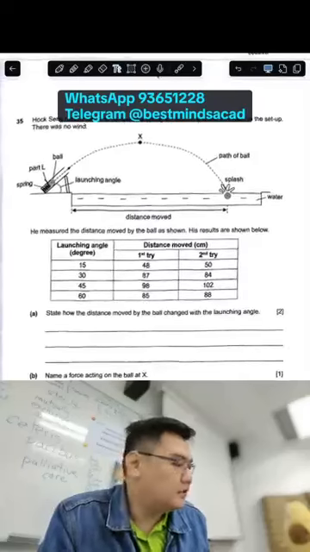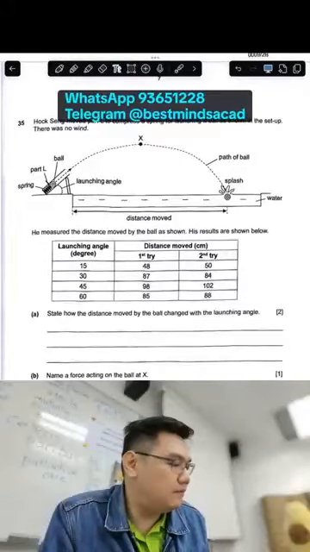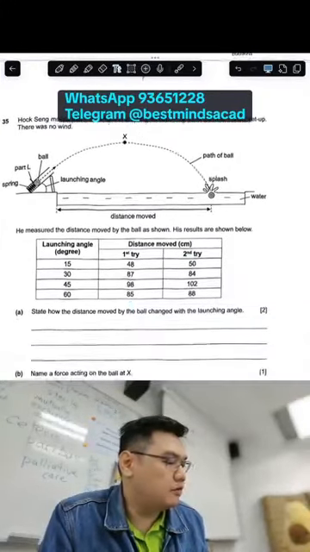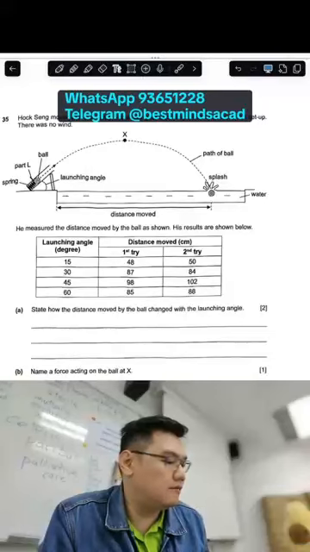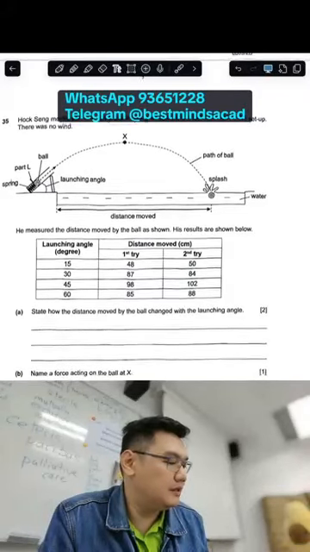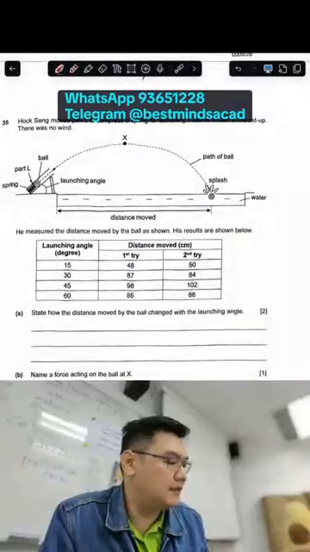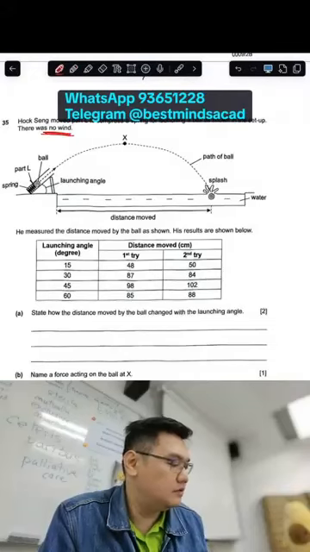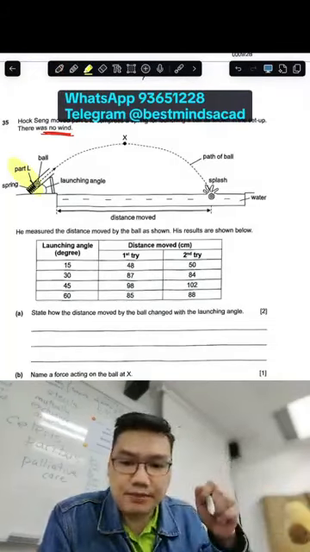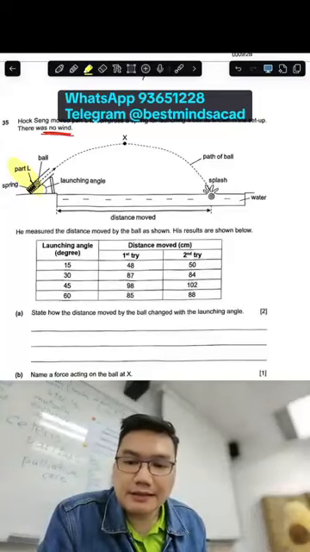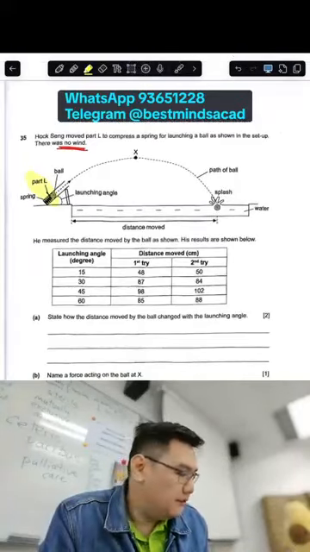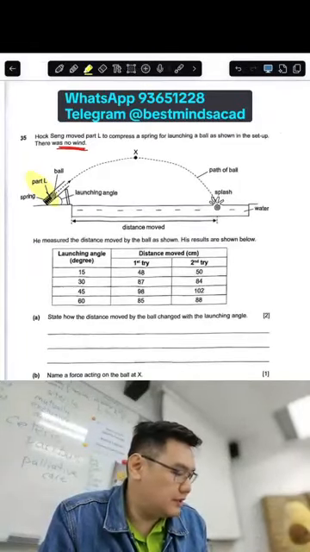Alright? So Hoxing moved part L, which is here the spring, to compress the spring for launching a ball as shown in the setup. There was no wind. So no wind means wind is not affecting the experiment. Alright? So this is part L. Part L is this lever here that compresses the spring. Right? Now, he measured the distance moved by the ball as shown. His results are shown below.